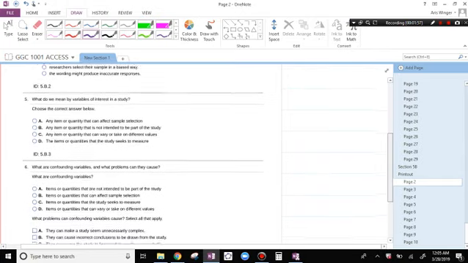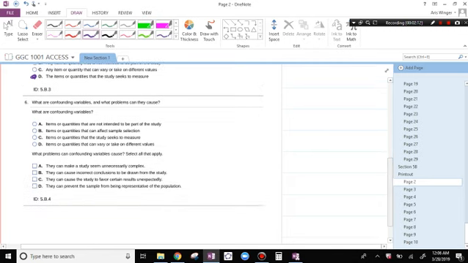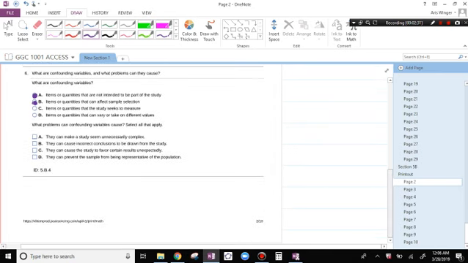What do you mean by variables of interest in a study? These are the things that you basically measure. What are the confounding variables and what problems do they cause? Right, so confounding variables get in the way of trying to get you to measure the thing that you're trying to measure. So there are items or quantities that are not intended to be part of the study, so they just show up. And there are items or quantities that can affect sample selection. A and B.